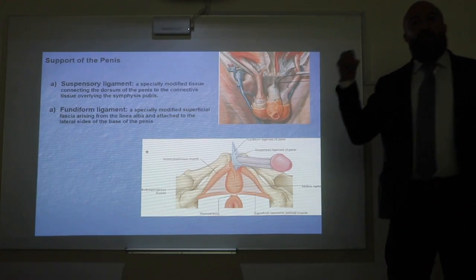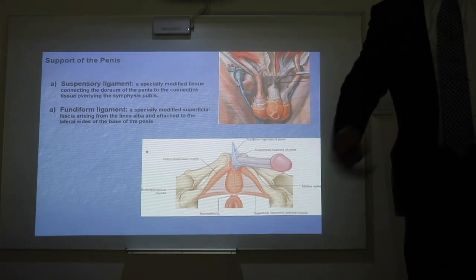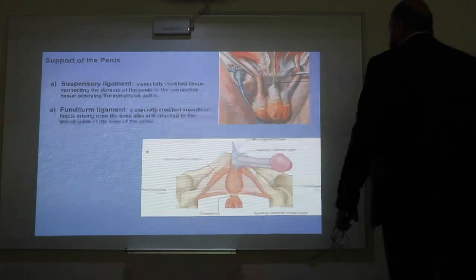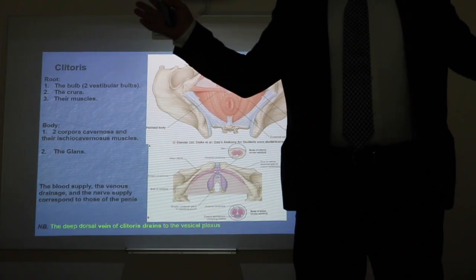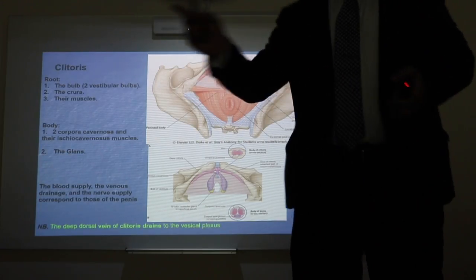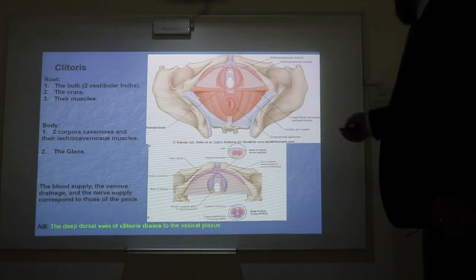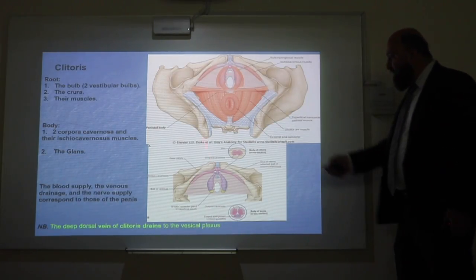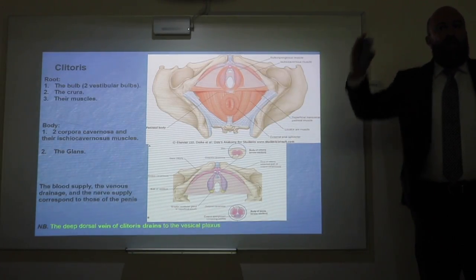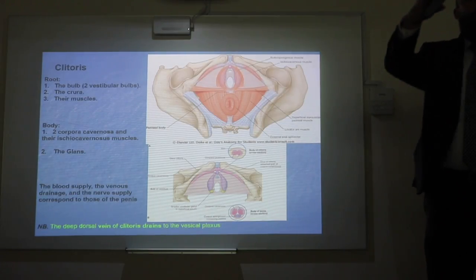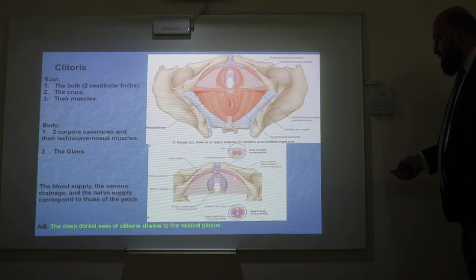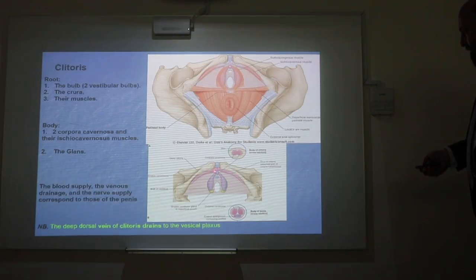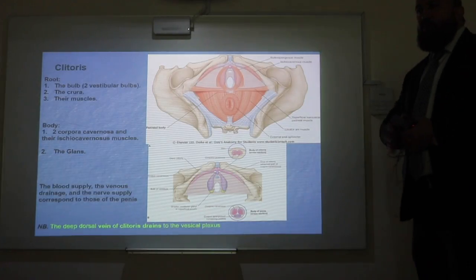For the females, the clitoris will have only the suspensory ligament, it does not have the fundiform ligament. Now, females, basically the same structure. Are we going to have a bulb? Yes, but what is the difference? Because of the presence of the vagina, the vestibular bulbs, we call them, is divided into 2. Do we have crura? Yes, right and left crura.